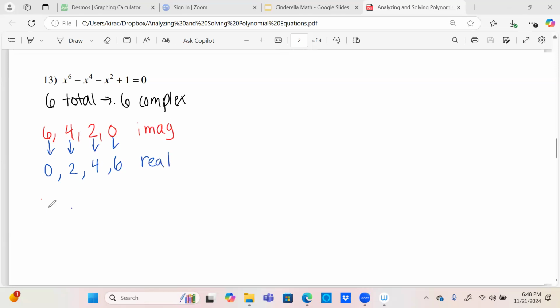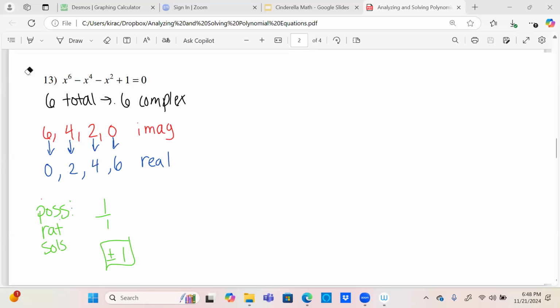Speaking of possibilities, what are our possible rational solutions or roots? Take the back number, all the factors of 1. Take the front number, all the factors of 1. Plus or minus 1 is the only thing that could come out pretty, and by pretty, I mean rational.